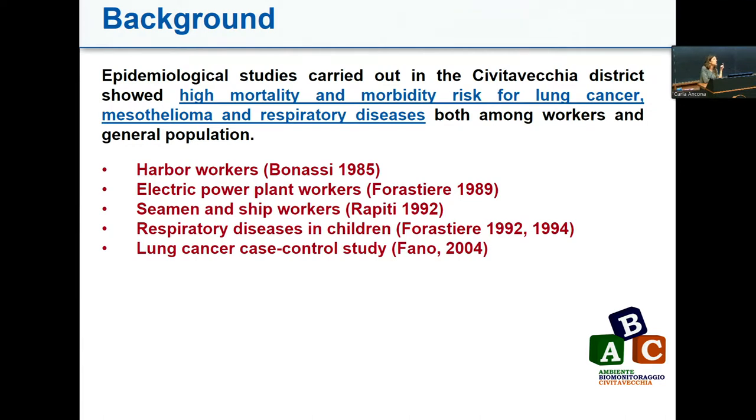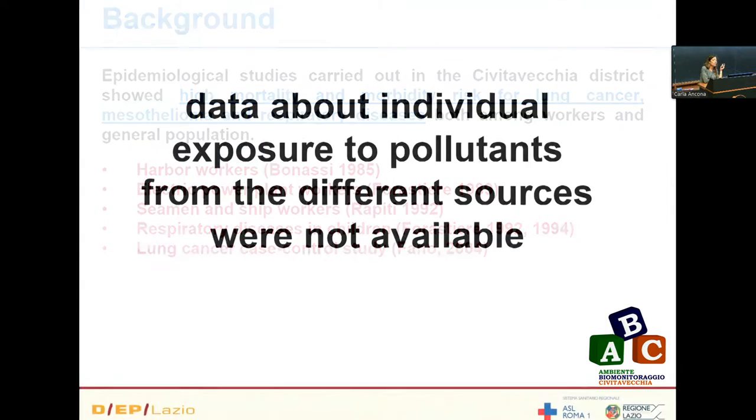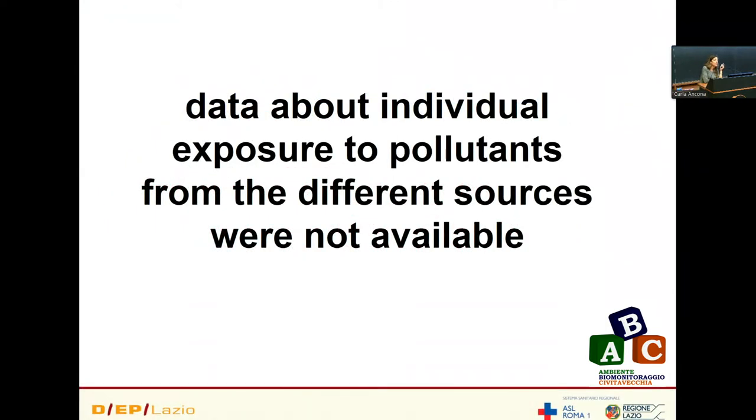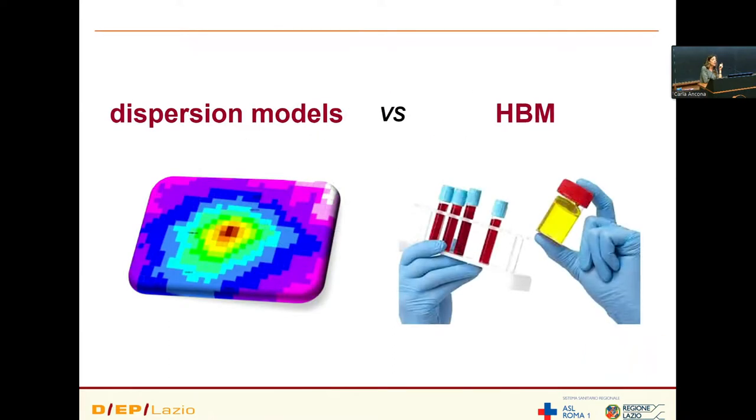So we published some papers, everybody knows, but data about individual exposure to pollutants from the different sources were not available at that moment. So we said, what can we do? Can we start a program in order to have dispersion modeling? Or we can use human biomonitoring. The pros and the cons of the two approaches we discussed on the previous day of this course.